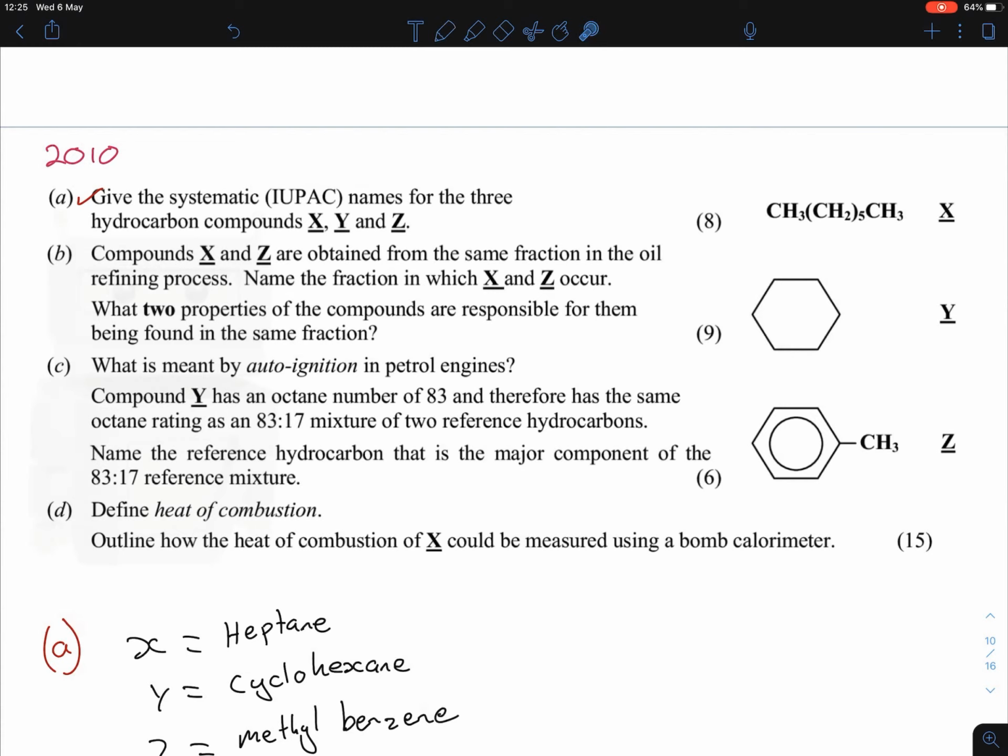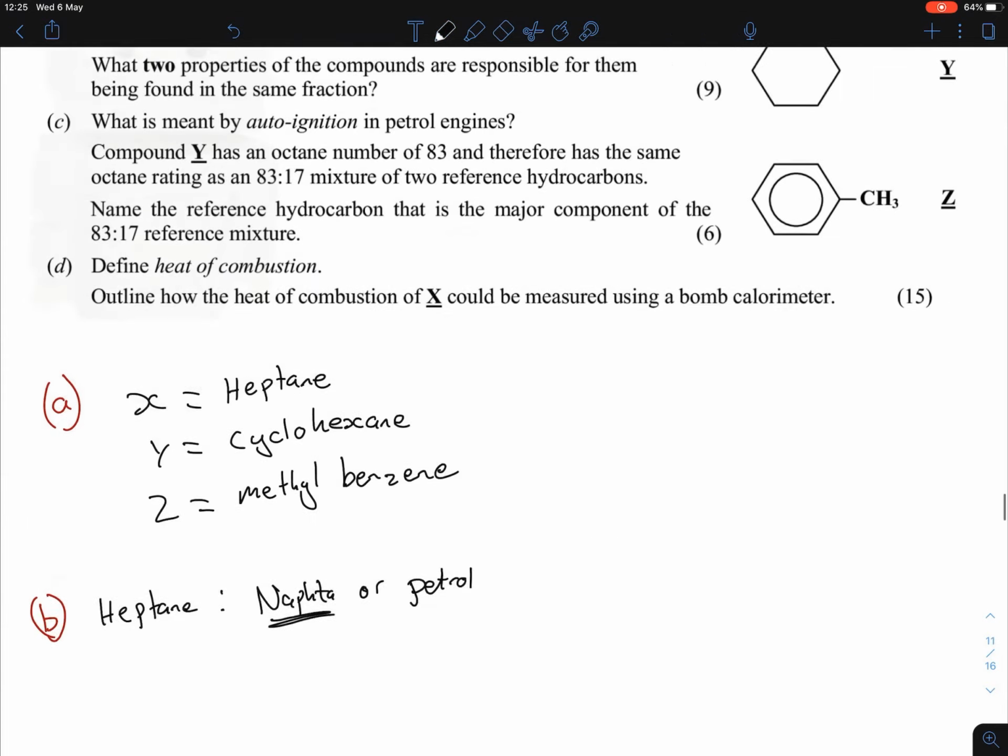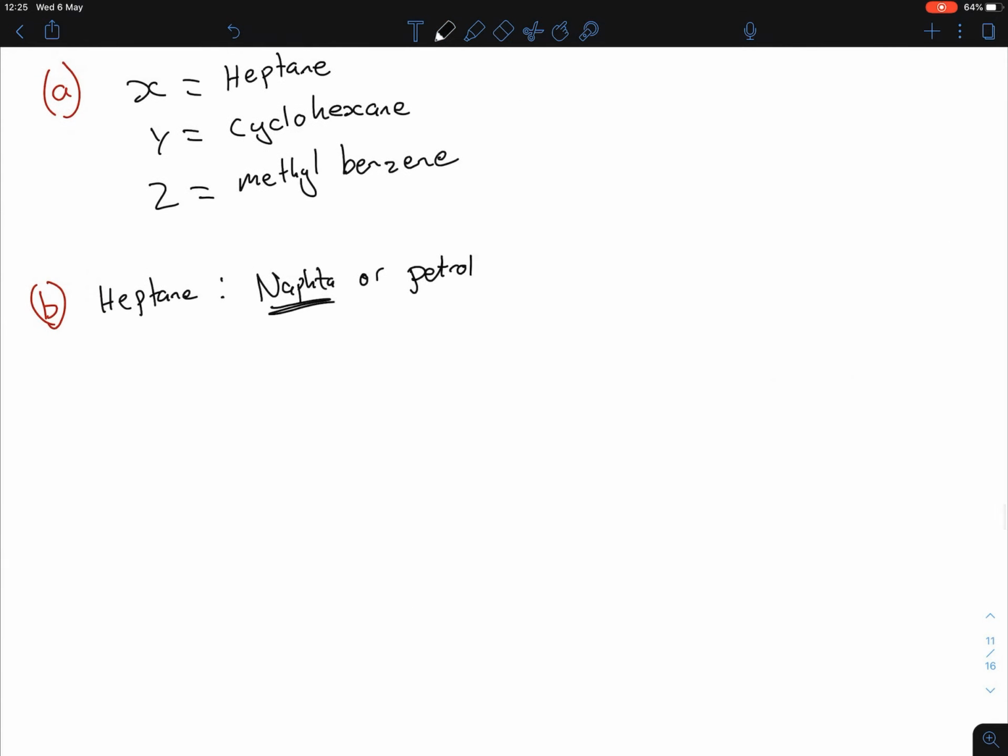So that's that. What two properties of compounds are responsible for being found in the same fraction? So it's asking for two properties there, and if they're found in the same fraction, that means they have the same or similar molecular mass.